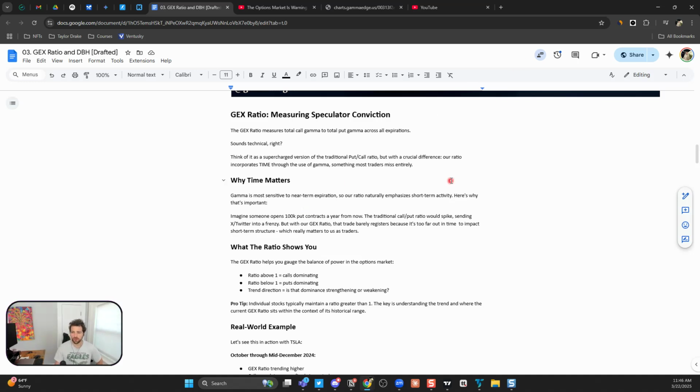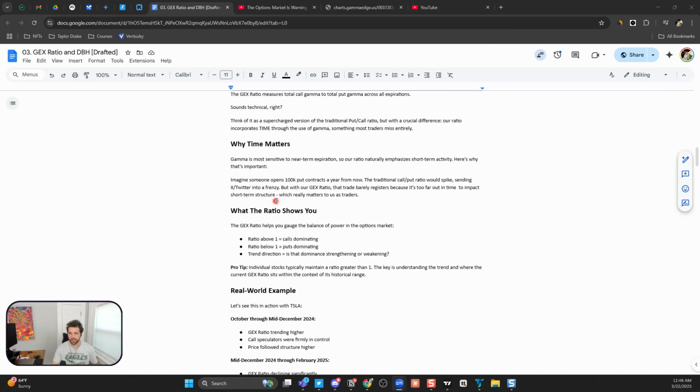The traditional put call ratio would spike massively, right? And Twitter accounts would go crazy about, oh my gosh, it just spiked. However, we know through our GEX ratio that trade really does not matter because it's a year out in time. That really does not have a big impact on market structure today and in the near term. And as traders, we care about what's happening in the near term, and so therefore that is the utility of that ratio.